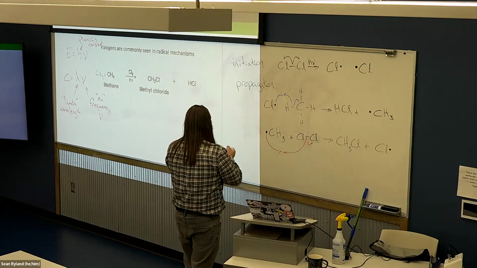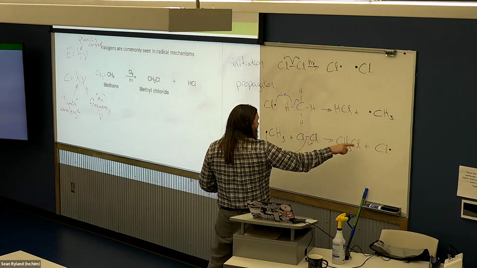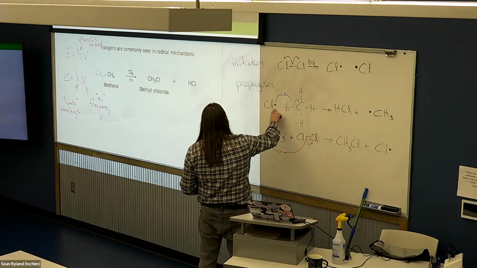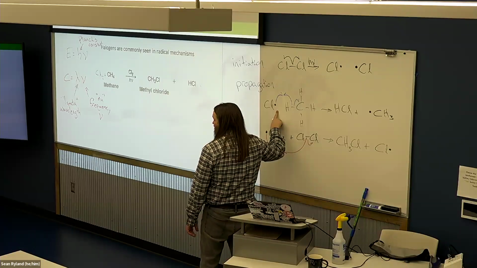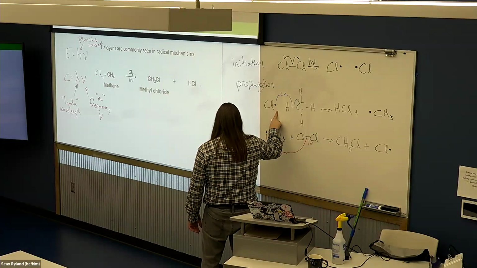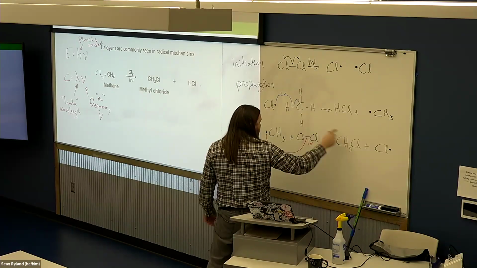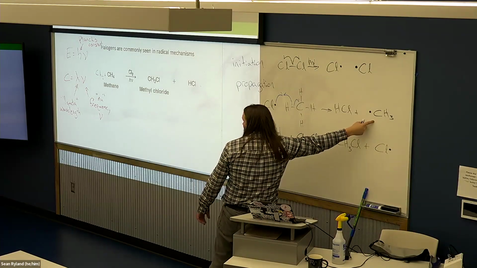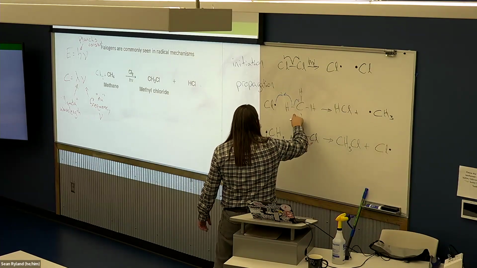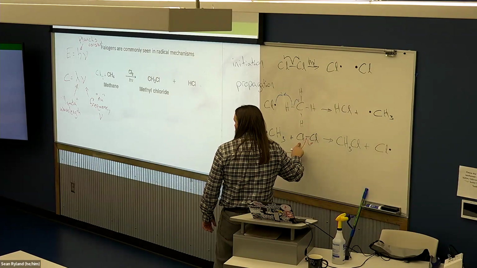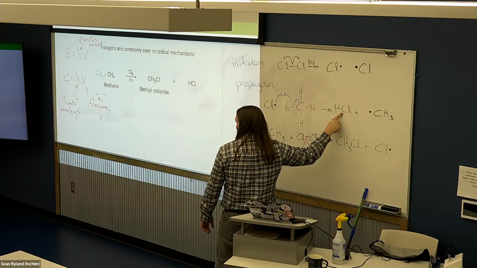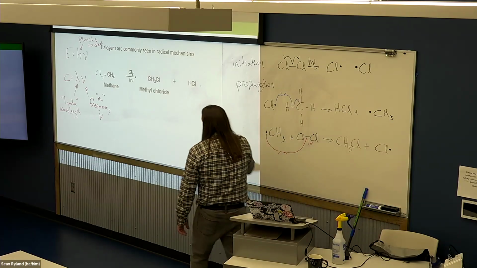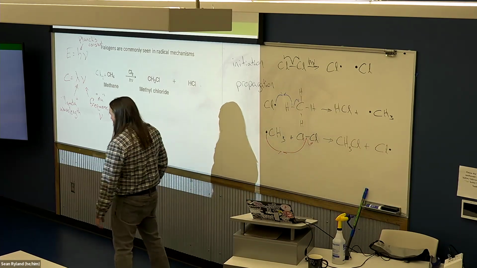It's still propagation because each of these steps left with the same number of radicals we started with. This is just checking is there another propagation step in there? But if we add these together, a chlorine radical cancels a chlorine radical. A methyl radical cancels a methyl radical. We're left with methane and Cl2 reacting to make HCl and chloromethane, which is what our balanced reaction is.